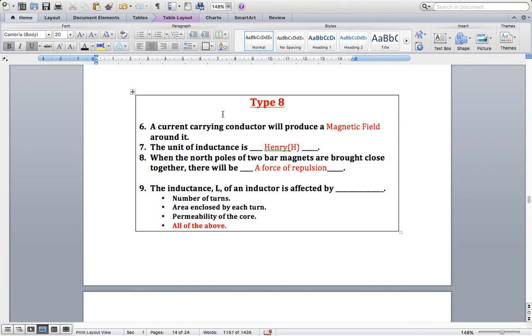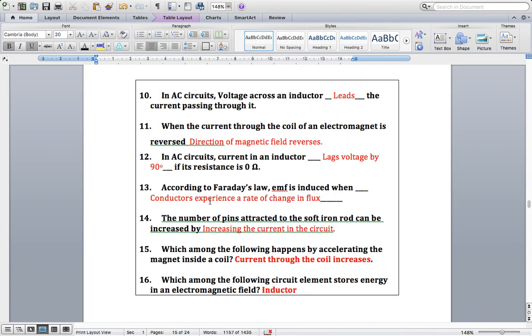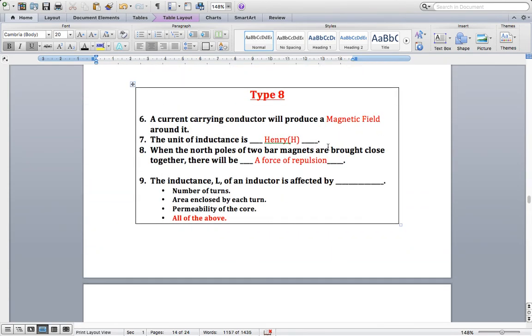And boys, let's move on to type 8 questions, which are the repeated multiple choice questions for the end of the year exam. These all are repeated multiple choice ones, so you have to memorize these answers in red color. Okay, I will read it for you.